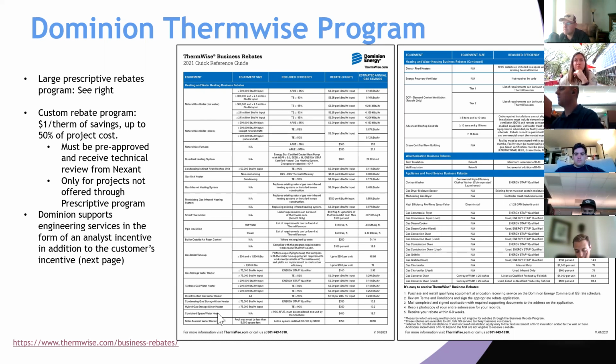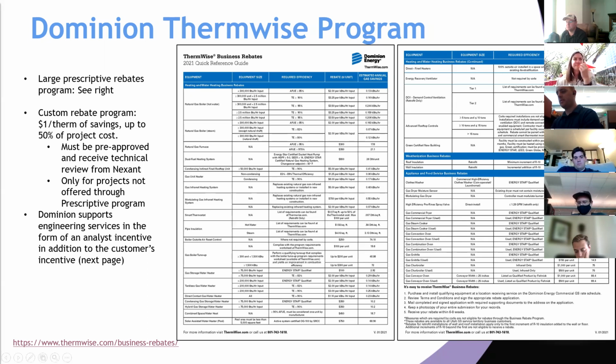Things that don't fit on this list will go under the custom rebate service. Dominion's custom rebate is $1 per therm that you save, with a cap of 50% of the project costs. So anything that's not on here can go through there.